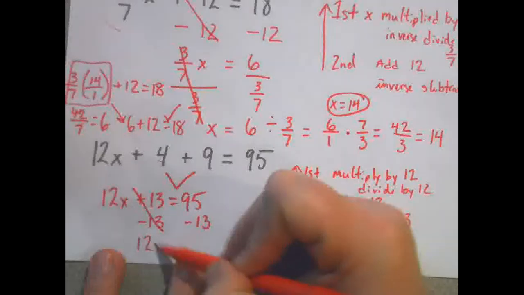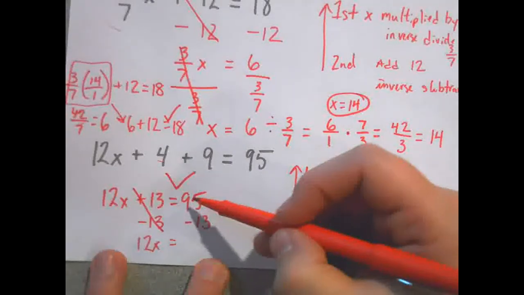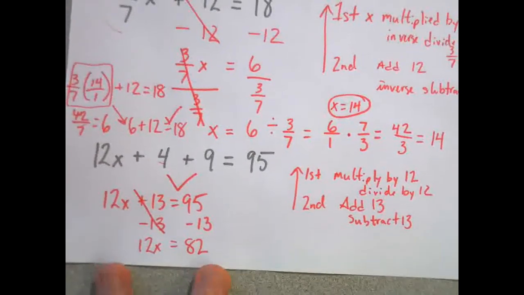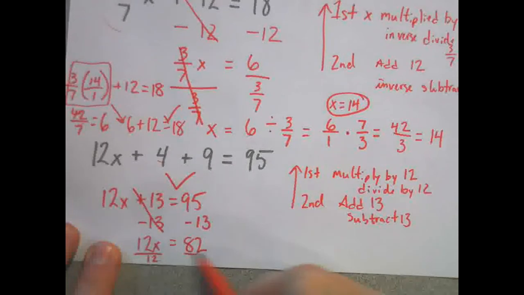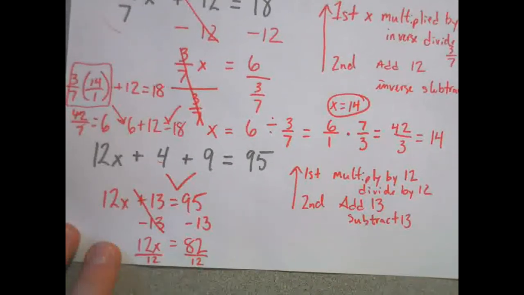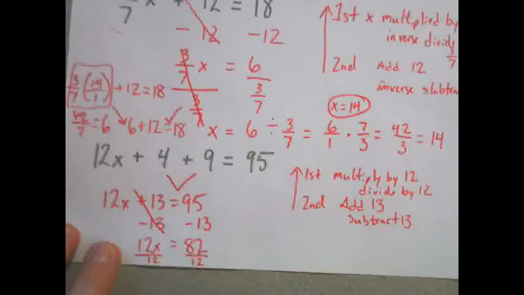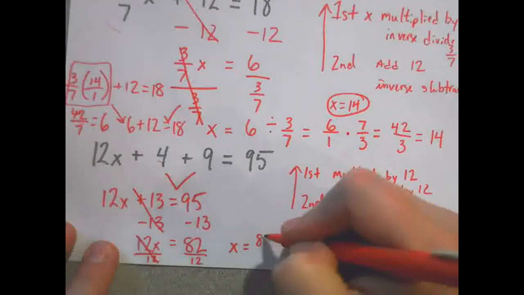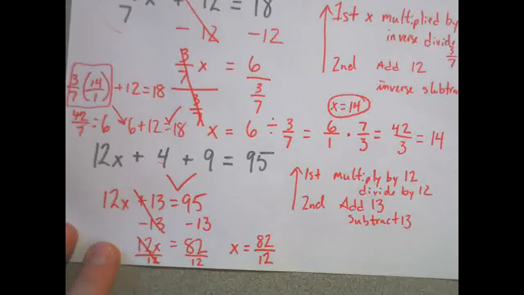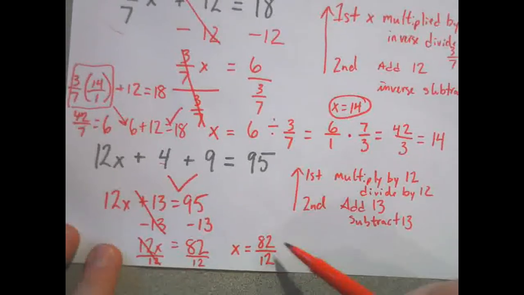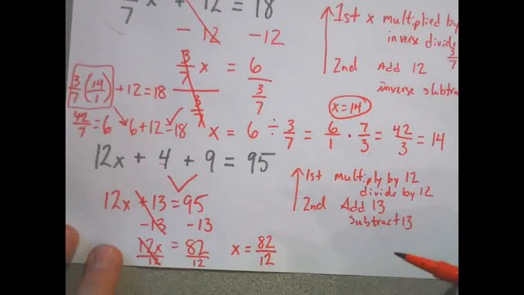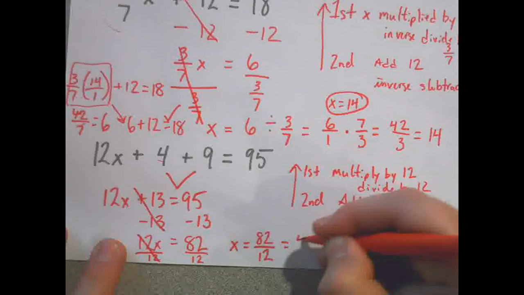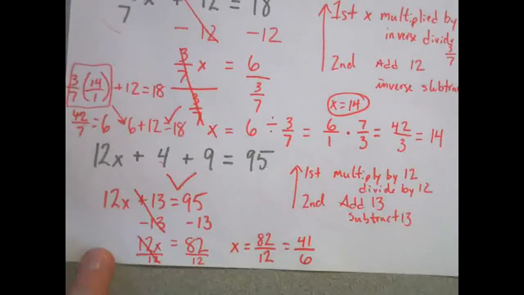This is now 12x equals 82. Okay. All right. I'm going to divide this by 12. This is not going to give me a pretty number. It's not going to come out nice and even. It's going to give me a fraction. This goes away. X is equal to 82 divided by 12, which I can simplify. 2 goes into both of these, so I can drop this down into 41 over 6. That's what that's going to be.